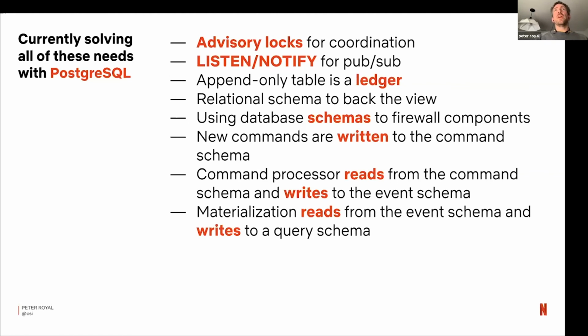Postgres has a listen/notify feature that can do pub/sub. An append-only table is a ledger. There's a separate relational schema to back the view. We can let these multiple components exist together by using database schemas to firewall. The portion of submitting a command only needs to write to the command schema. The command processor reads commands and writes events, and the materialization reads events and writes to the query schema. By giving different database users different access privileges, we can control each one of these.